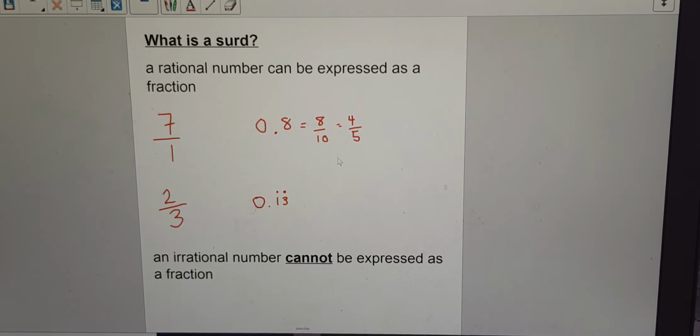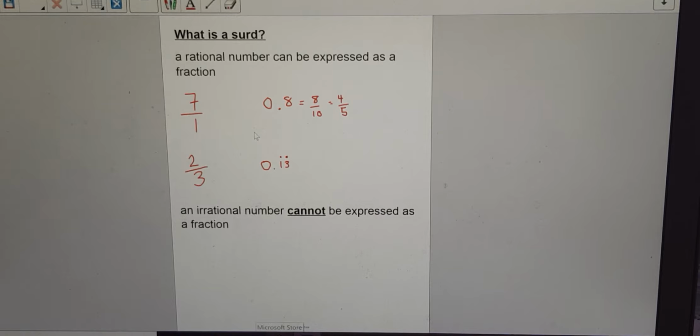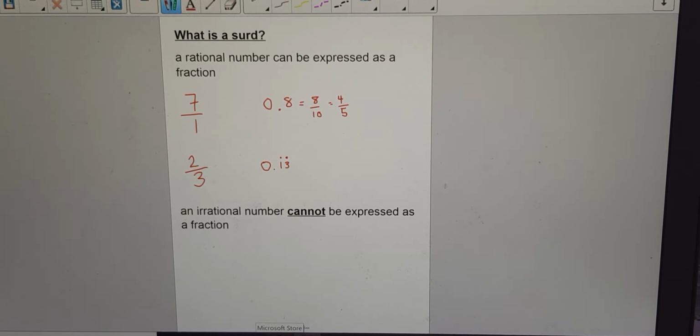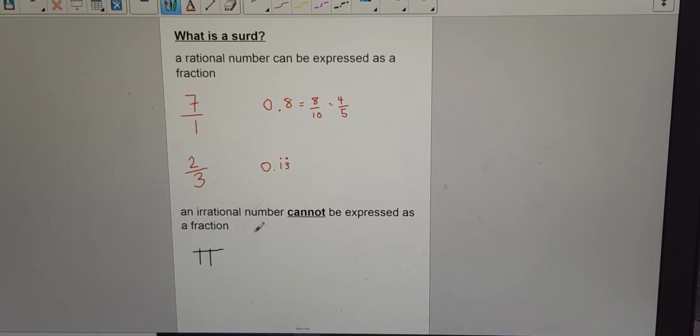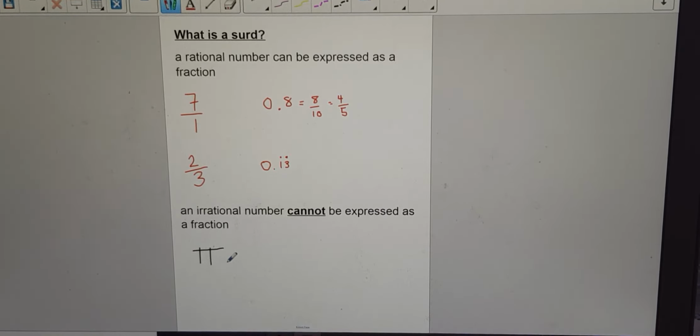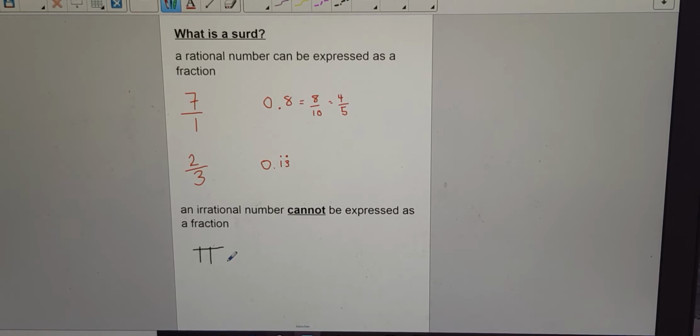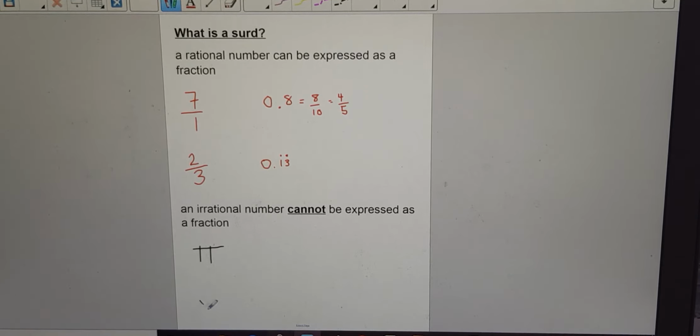So what could we think of as some irrational numbers? One that people often come to is pi. Pi would be an irrational number that can't be expressed as a fraction because it goes on forever without any repeating decimals. There's no recurrence in its decimal.